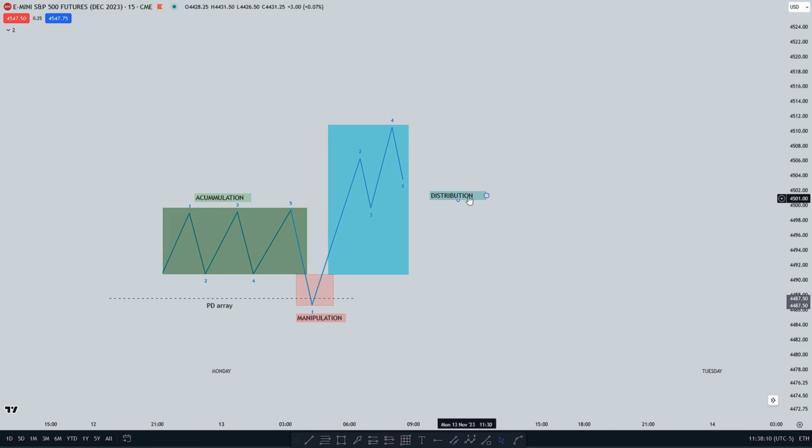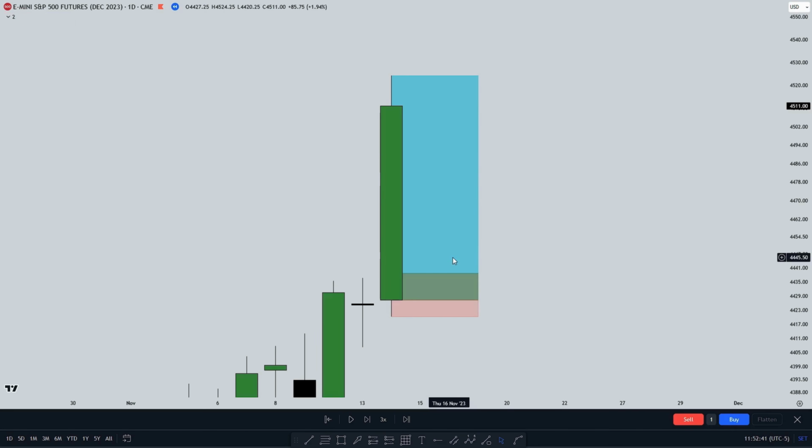If you were to take a trade entry in the distribution, you want to look for any form of PD array. So let's say we have a fair value gap right here, and this fair value gap combines with a breaker, so that makes a unicorn model. As you see, we have a low, high, lower low, higher high, and then we want to see a fair value gap in this breaker.